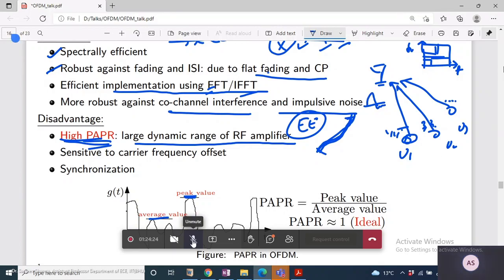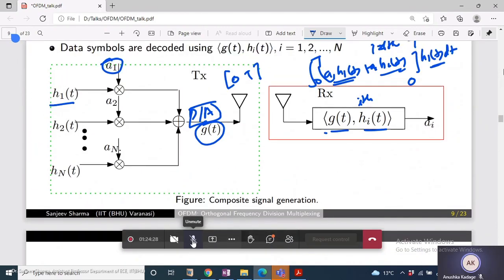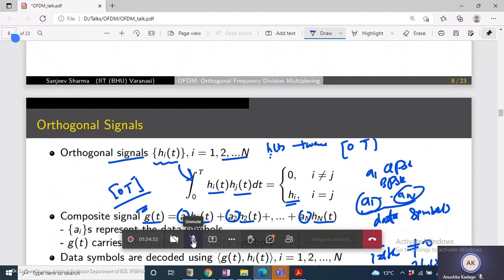As I already told you, let's go to here. You can see these are orthogonal signals. So A1, A2, A3 up to AN: if these coefficients are aligned, constructively, then the amplitude of the signal is higher. If they have different phases and add destructively, then the amplitude of g(t) is low. This way you can understand.